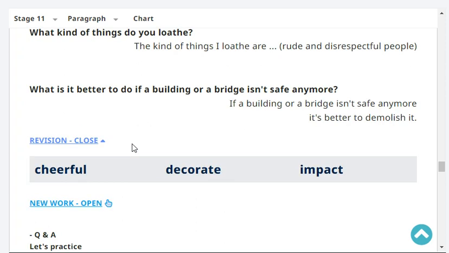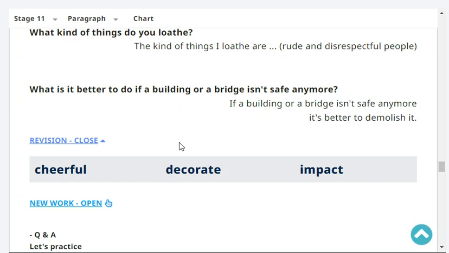Again. What is it better to do if a building or a bridge isn't safe anymore? If a building or a bridge isn't safe anymore, it's better to demolish it. To demolish it. Very good.